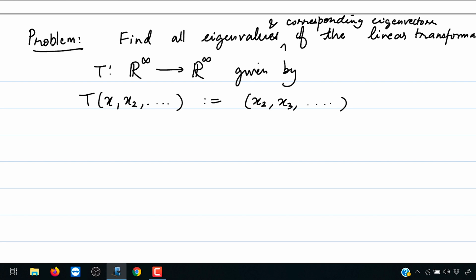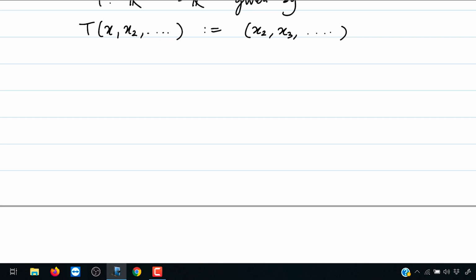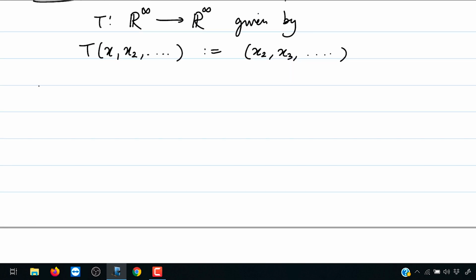Okay, so what will be an eigenvalue here? So, the eigenvalues, solution. Let lambda be an eigenvalue.